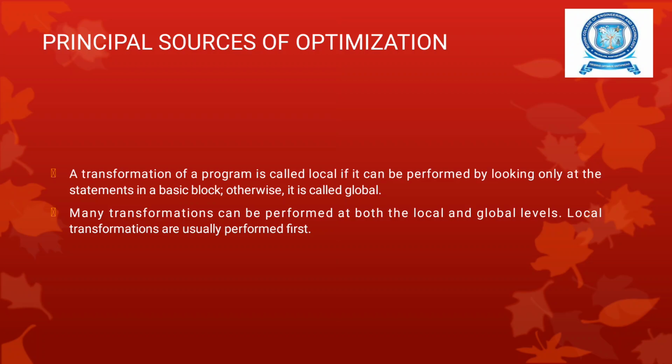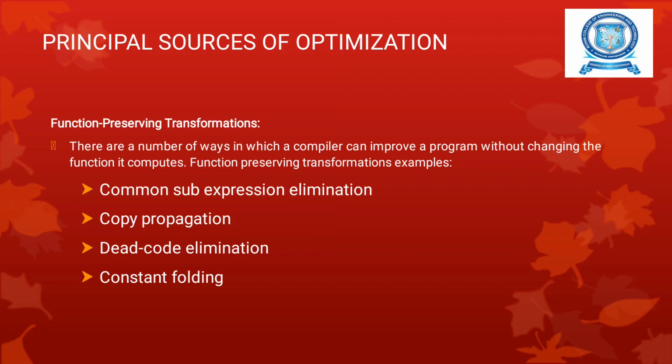Many transformations can be performed at both the local and the global level. Local transformations are usually performed first, and then the global ones. In the principal sources of optimization, the transformations are performed in two forms: function preserving transformations and structure preserving transformations. Function preserving transformations can be local. Structure preserving transformations identify the global transformations.